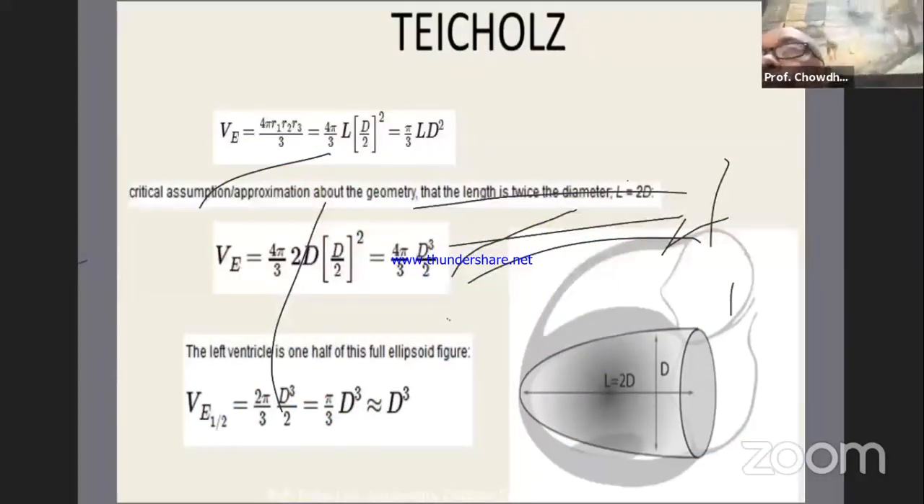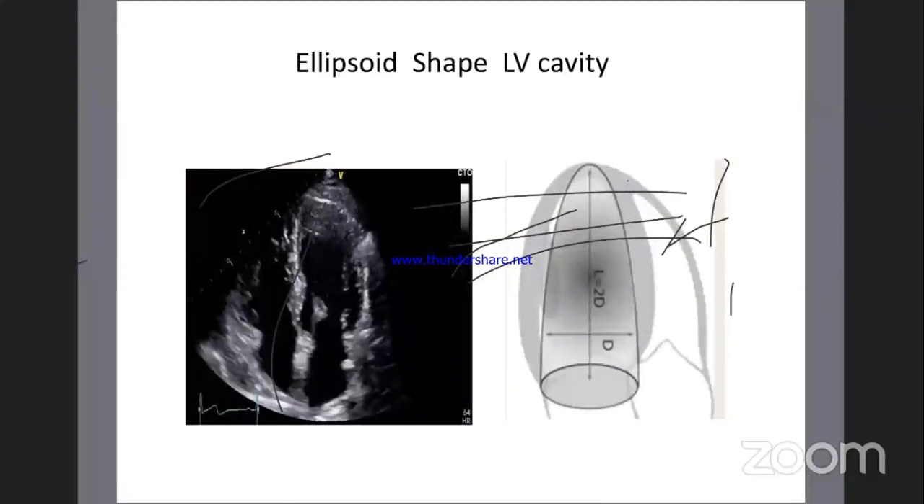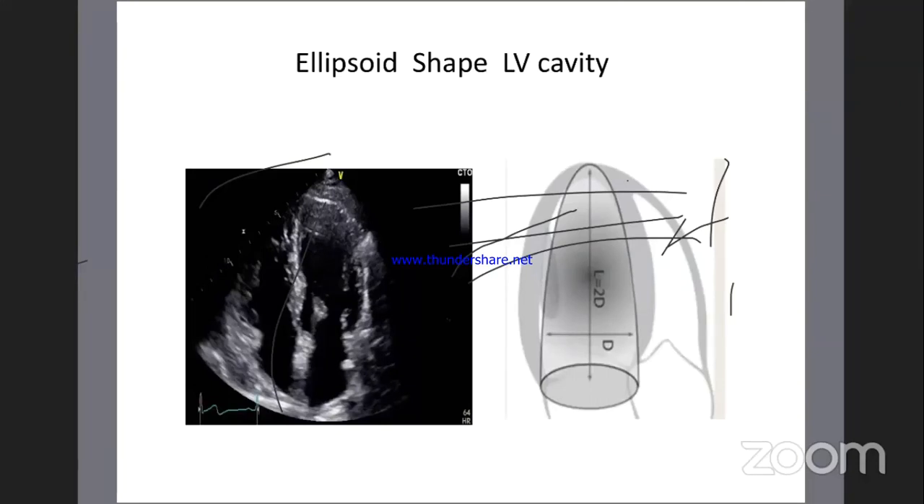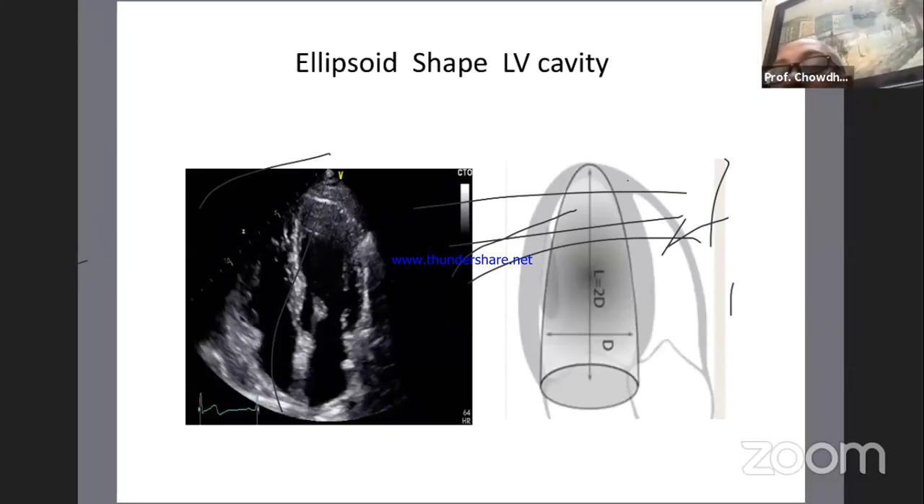The most popular and the first method that was introduced was Teichholz's method. In Teichholz's method, it is assumed that the left ventricle is elliptical in shape, and in reality, the left ventricle is a real elliptical shape. It was a cine film actually. I failed to show it in the live demonstration, but if you can see the left ventricle in real life, this is again a picture from our echo lab, and we can see how similar both these pictures are.